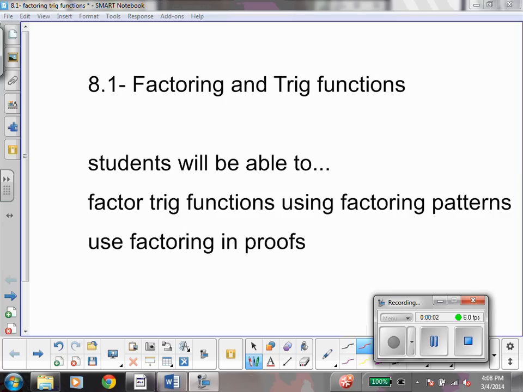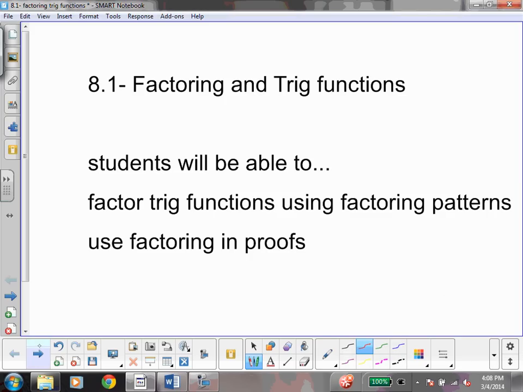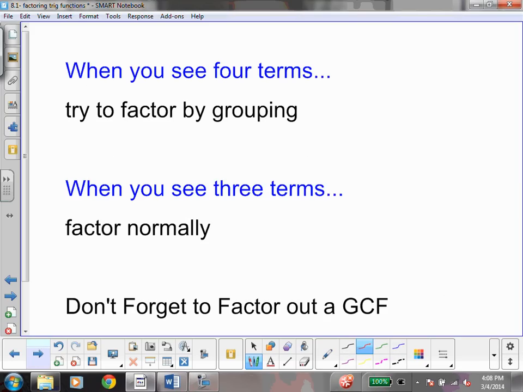All right, class, today our lesson is going to be about factoring and trigonometric functions. We're going to be able to factor trig functions using factoring patterns and use factoring in proofs, although we probably won't get to proofs today. Let's take a couple minutes and just review factoring.